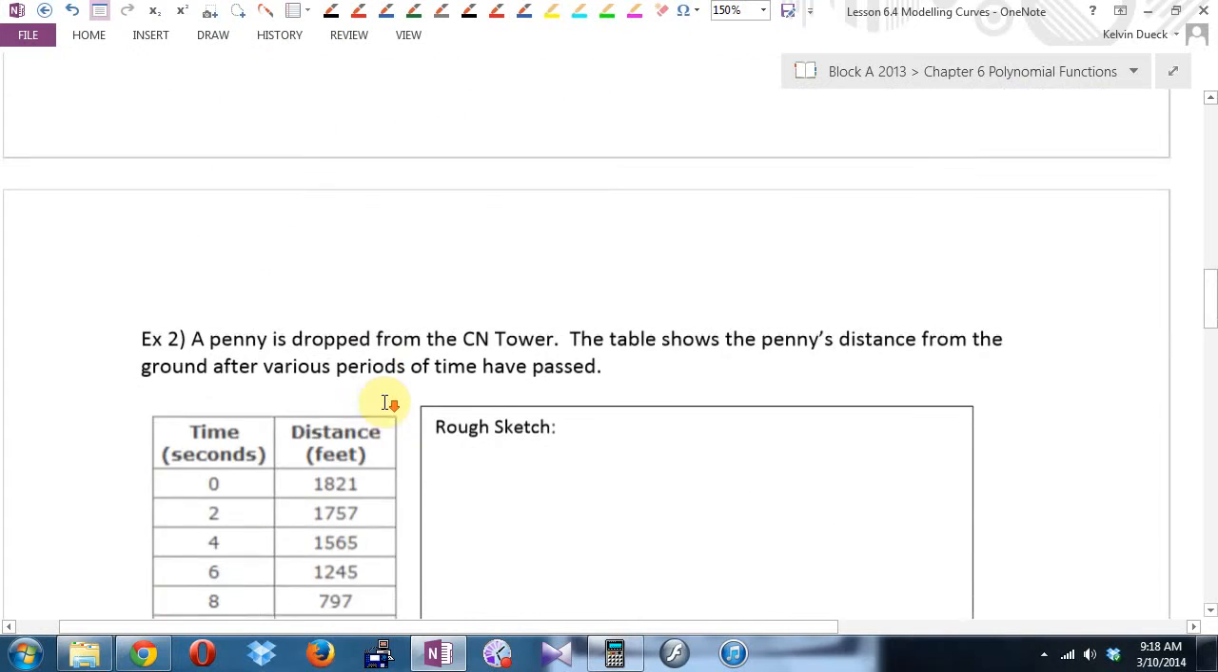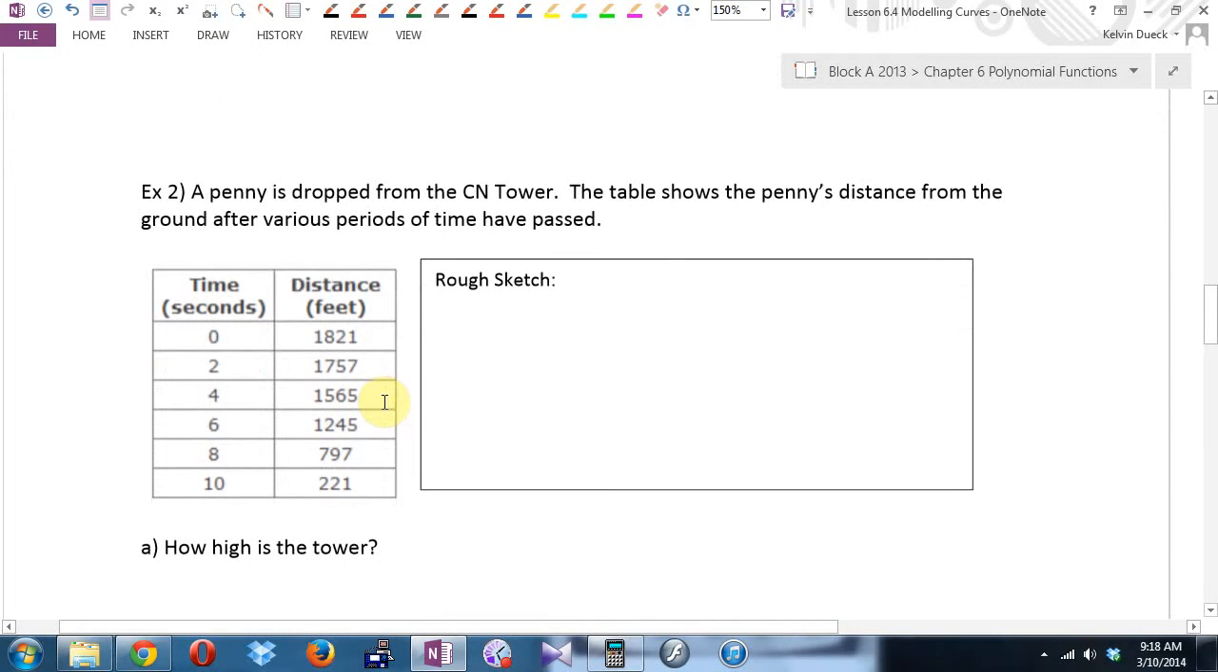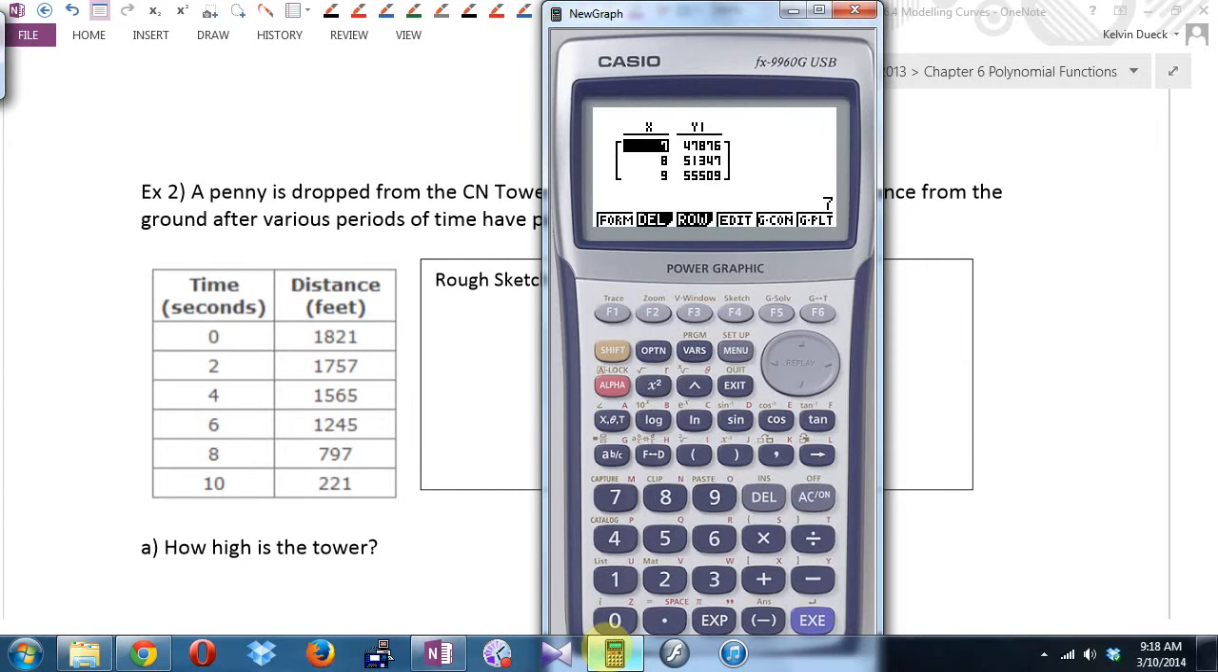Turn the page. This one is definitely quadratic. A penny is dropped from the CN tower, and this table shows the penny's distance from the ground after various periods of time has passed. Those of you that are in Physics 12 with me or who are doing Physics 11, I used the distance quadratic equation to generate accurate data this time. So let's enter this data into our stat menu.